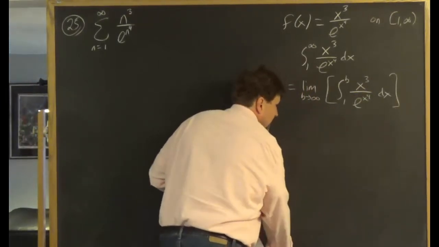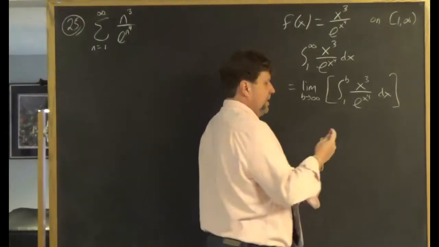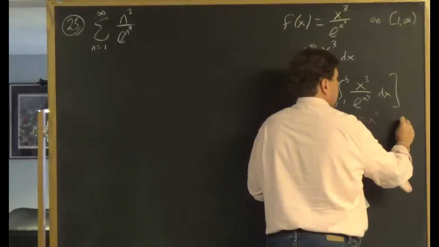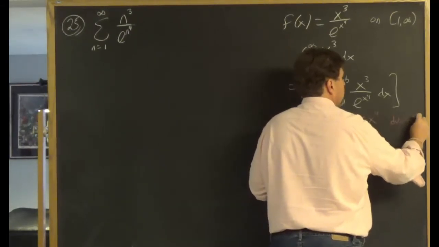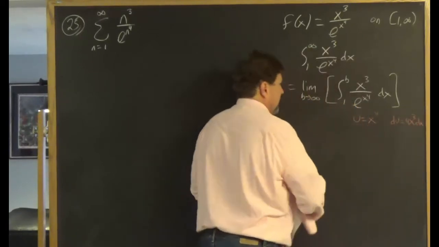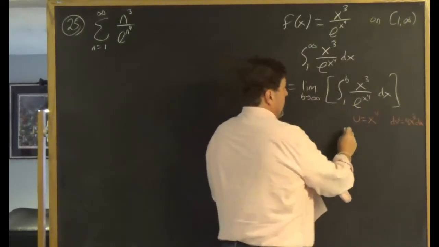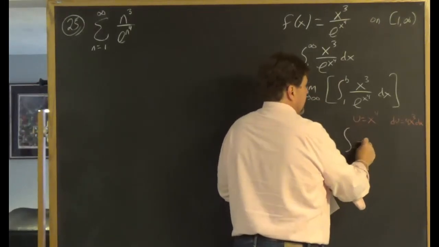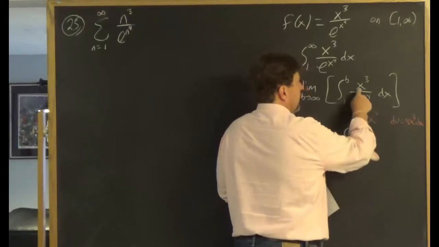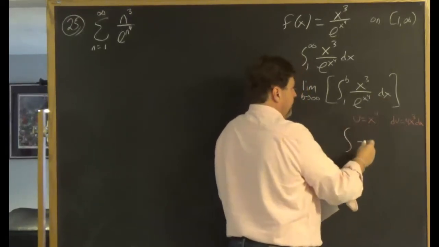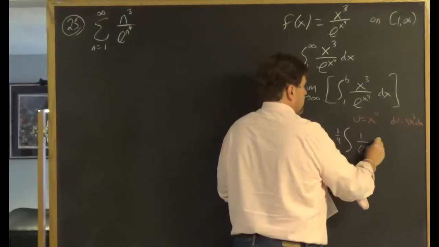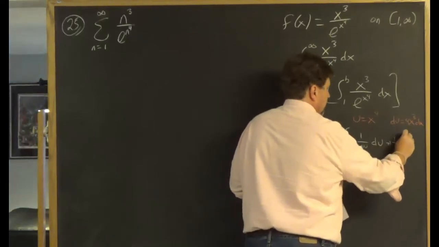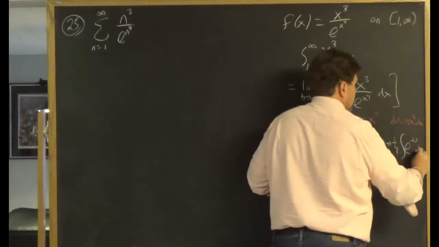I think that's pretty easy to integrate if I do a U-substitution. If I let u equal x to the fourth, du is 4x cubed dx. So when I substitute in, I'll leave off my limits here. The denominator is e to the u, x cubed dx. Well, that's a 1/4 du. And see, I look at this as being 1/4 the integral of e to the negative u du.